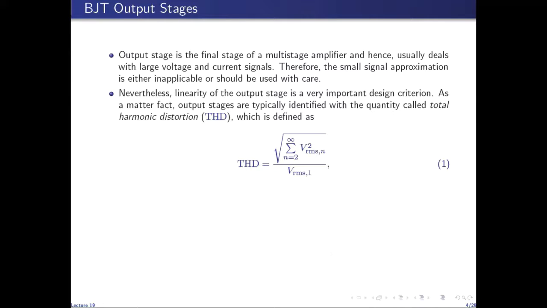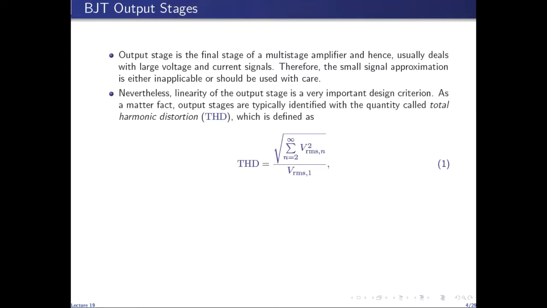The output stage, as is the case with the other amplifier configurations, should be linear in nature. That is, if we excite the output stage with a sinusoidal signal, then the output must be a sinusoidal signal, only a scaled version of the input. If the output stage is not linear, then it will produce distortion in the output in the form of harmonics. That is, the output signal will not be just a scaled version of the input signal. It will have a different shape.